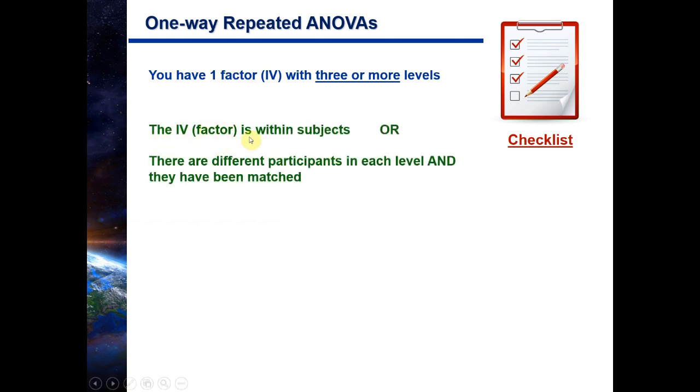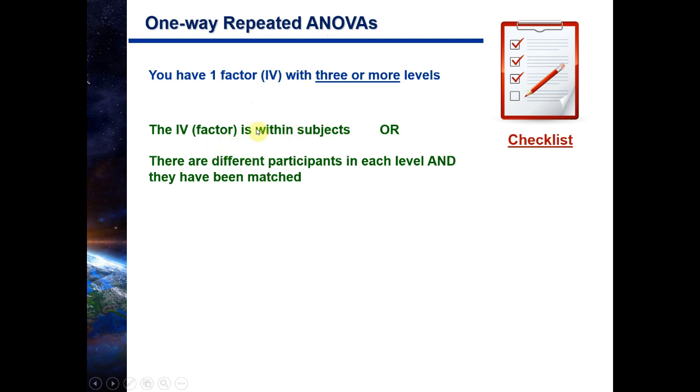Okay, second criteria. The independent variable is within subjects, or they have different participants in each level and they have been matched. So we're using a matched subjects design. Okay, you're matching and then randomly assigning people to the different groups. Remember, this is done even before you start your experiment. All right. Do you remember what if we use different participants in each level and they've been matched? It's analyzed exactly like a one-way repeated where you have the same people in each group.